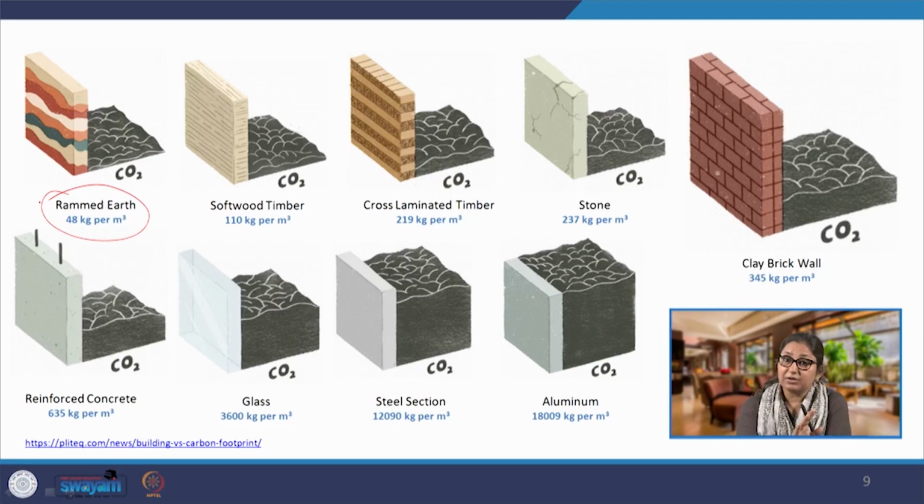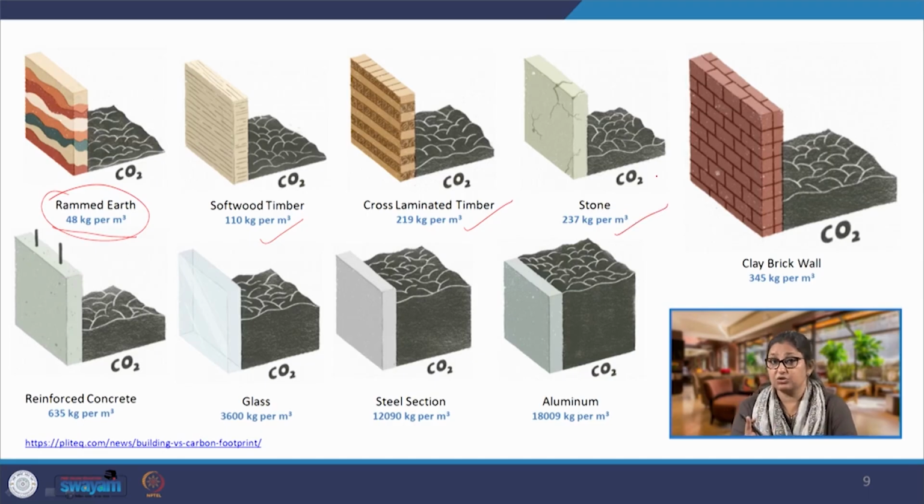All we are doing in rammed earth is excavating the earth and ramming it on the specific site. So, it has the least amount of carbon footprint, the GHG emissions associated with it. We are talking about only 48 kgs per meter cube of rammed earth construction. As we go further, softwood timber is almost double of that, laminated timber is further up, which is close to 200 kgs. Then stone is closer to this.